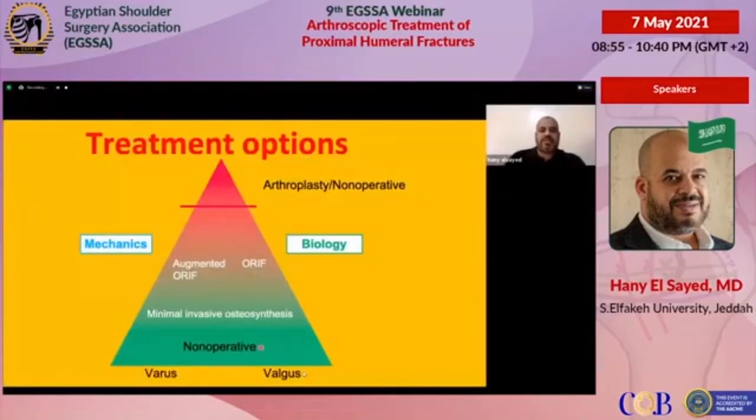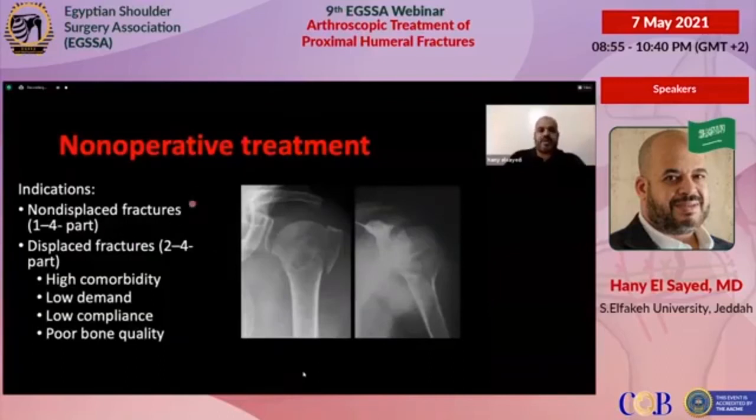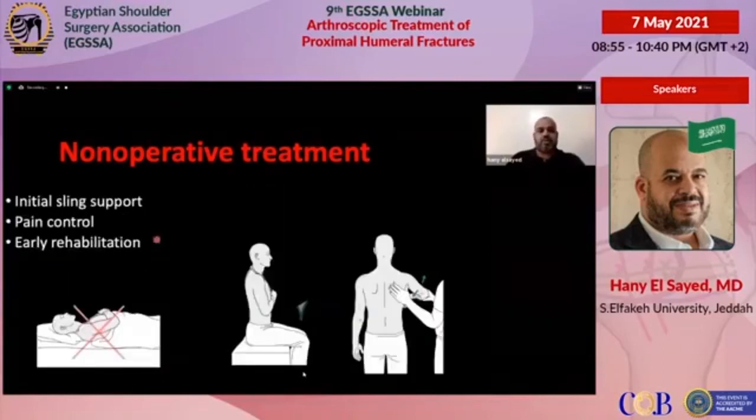So this is the pyramid of the management. Start with non-operative, minimally invasive, augmented with ORIF, and arthroplasty versus non-operative. So non-operative, what is the indication? It's 1-part or 4-part minimally displaced fractures, or displaced fractures with high comorbidities, a low demand patient, low compliance, or poor bone quality.